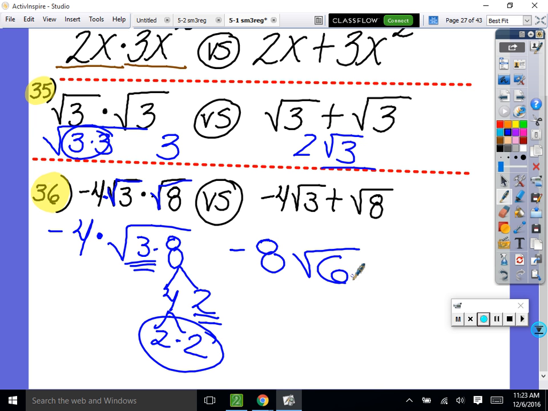Now we can multiply those two things, but if I changed it from multiplication to addition, we couldn't add these because this is a square root of 3 and a square root of 8. They're not like radicals.